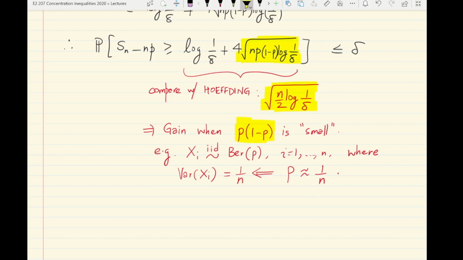So that's where Bernstein is often used to get you the additional gain from exploiting random variables that are effectively quite small as measured by their variance.